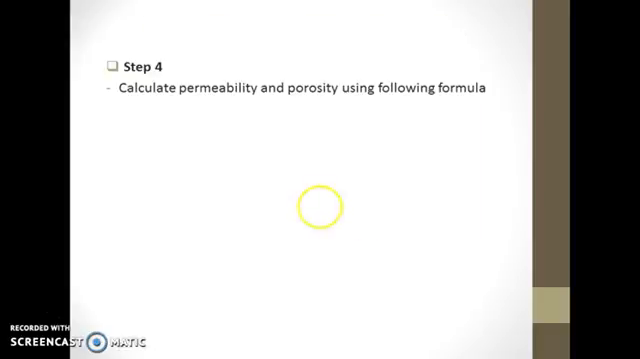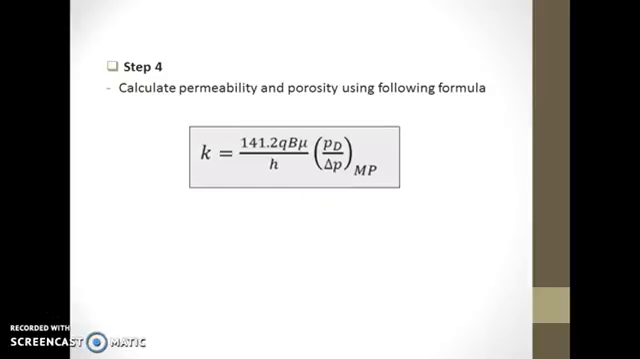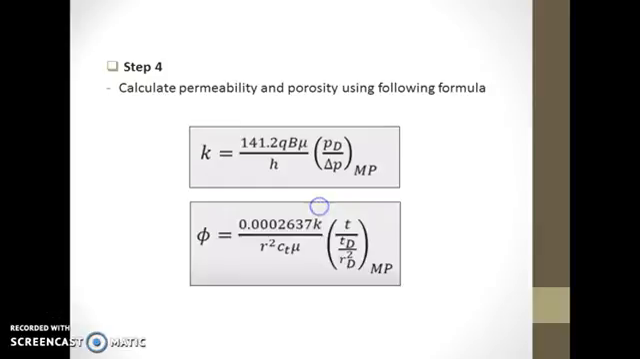After you get all the values, you continue with step 4, which is to calculate the permeability and porosity using the following formula. So this is the formula for permeability, and this is the formula for porosity. When you finish with the calculation, you might get different values of porosity and permeability compared to your friends. This is because when you're picking the matching point, everyone picks a different value. However, if this happens, I suppose that the acceptable difference is about 5 to 10% from the real answer.